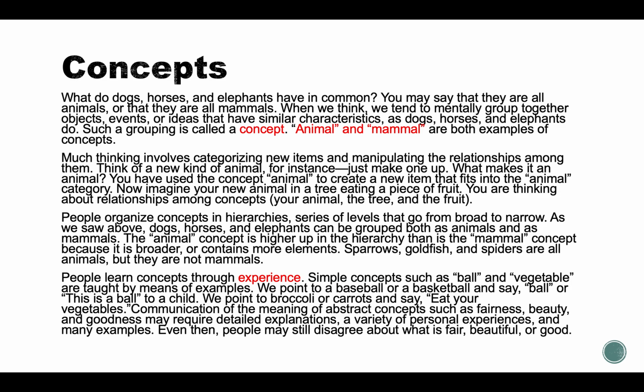All right, so what do dogs, horses, and elephants have in common? You may say that they are all animals or that they all are mammals. When we think, we tend to mentally group together objects, events, and ideas that have similar characteristics as dogs, horses, and elephants do. Such a grouping is called a concept. Animal or mammal are both examples of concepts.